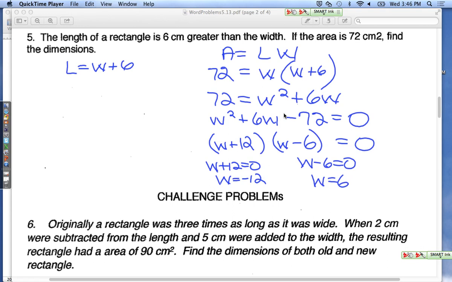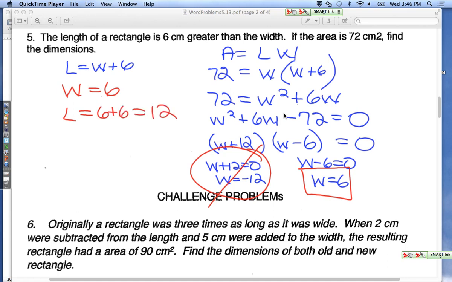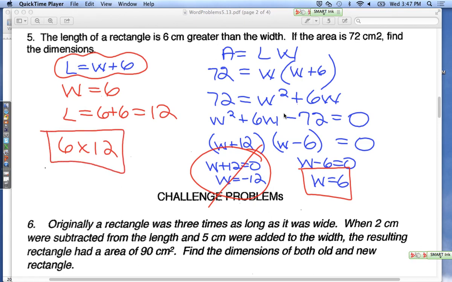And since this is a geometry problem, again, we're looking for area. Area can't be negative, so that means W equals positive 6. That represents the width of the rectangle. So the width is 6, meaning that the length is 6 plus 6, or 12. So to find the length, go back to your original expression. Let the W become 6, so this rectangle is a 6 by 12. We'll do the harder problems in class together.